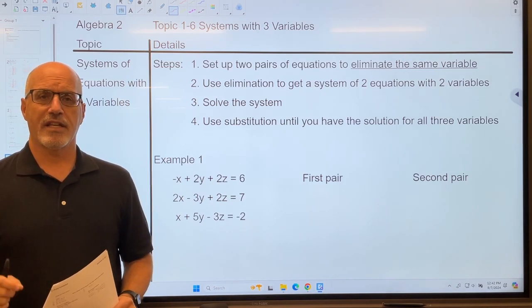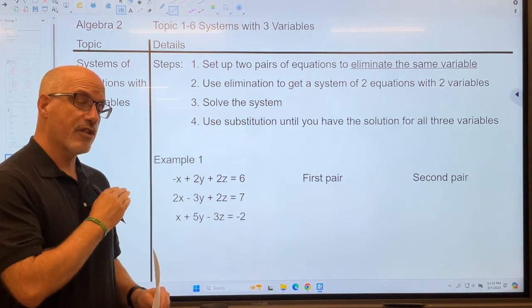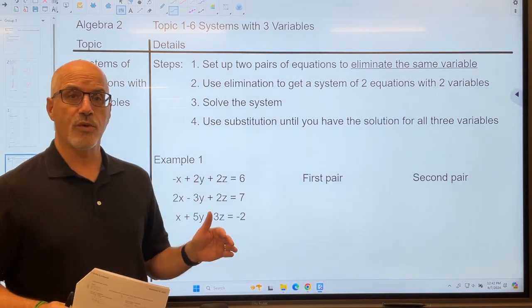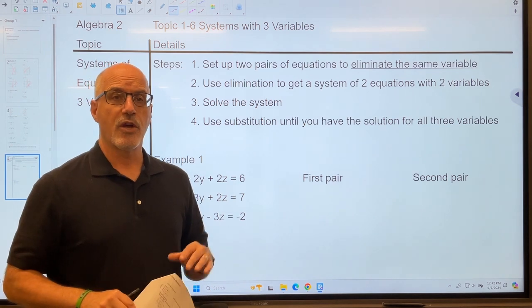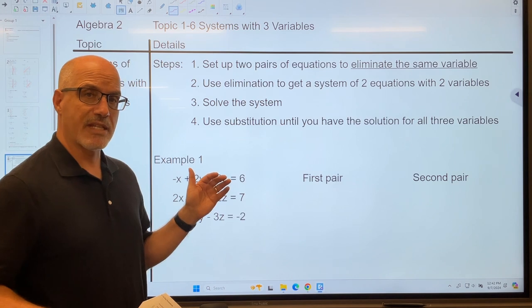The objective of this lesson is to solve systems of equations with 3 variables and 3 equations. We've been solving systems with 2 variables and 2 equations, and to extend it to a 3rd variable and a 3rd equation, we're going to need to make sure that we're strategic and follow certain steps to get there.